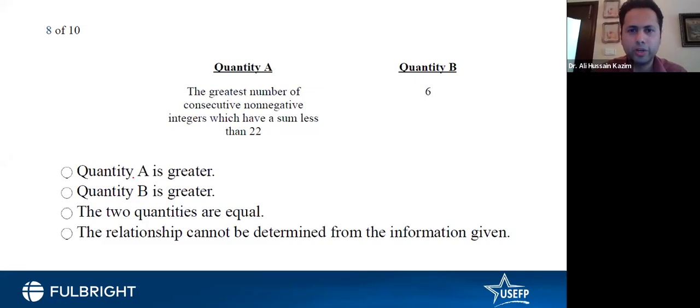Okay, so the greatest number of non-negative integers. We have to start with the smallest non-negative integer. So what is the smallest non-negative integer? It is zero. All of you missed the zero once you were writing the numbers. If you include the zero, you would have seven consecutive integers which are non-negative. So quantity A is bigger.